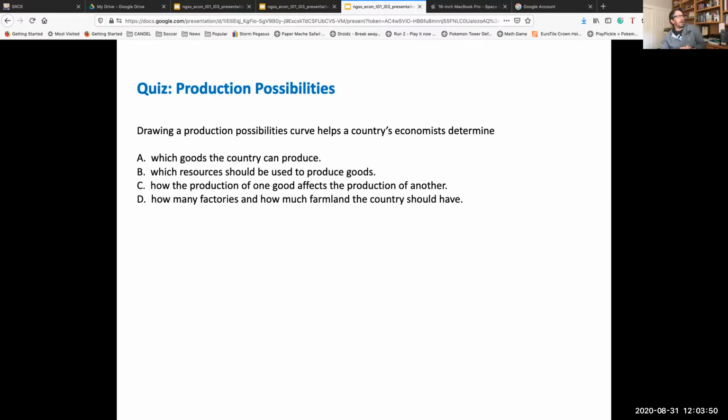Okay, so let's do a couple questions here to wrap things up. Drawing on production possibility curves helps a country's economists determine A, which good the country can produce, B, which resources should be used to produce goods, C, how the production of one good affects the production of another, or D, how many factories and how much farmland should a country have? Okay, which one is it? Right, yeah, it's C.